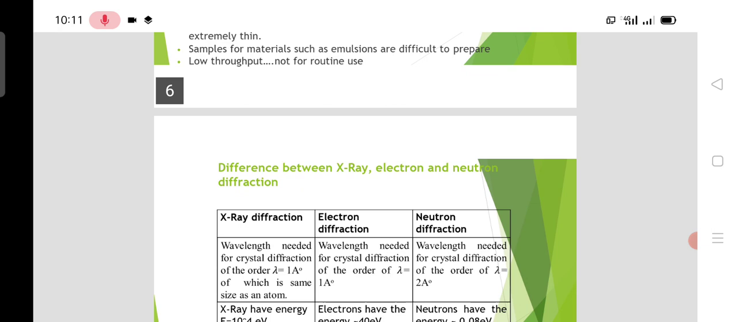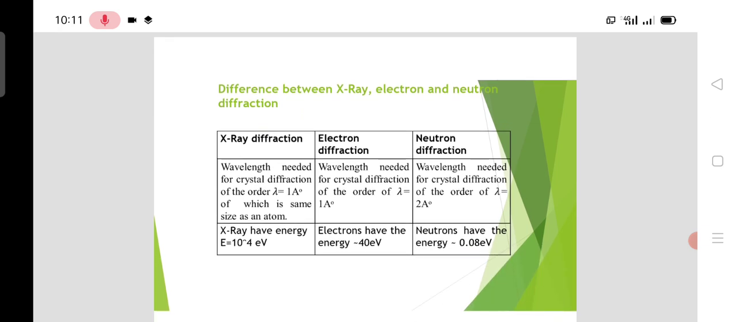Differences between X-ray, electron and neutron diffractions. Wavelength needed for crystalline diffraction is of the order of lambda equal to 1 angstrom, which is the same size as an atom. In electron diffraction, the wavelength needed is of the order of lambda 1 angstrom. In neutron diffraction, the wavelength needed is of the order of lambda 2 angstrom.